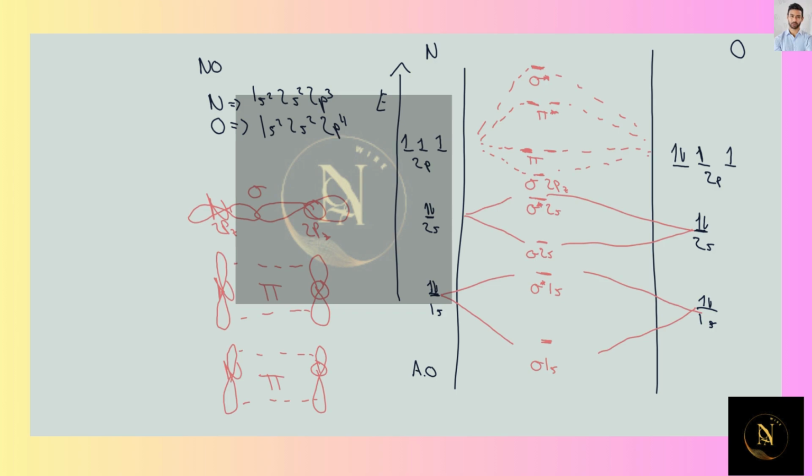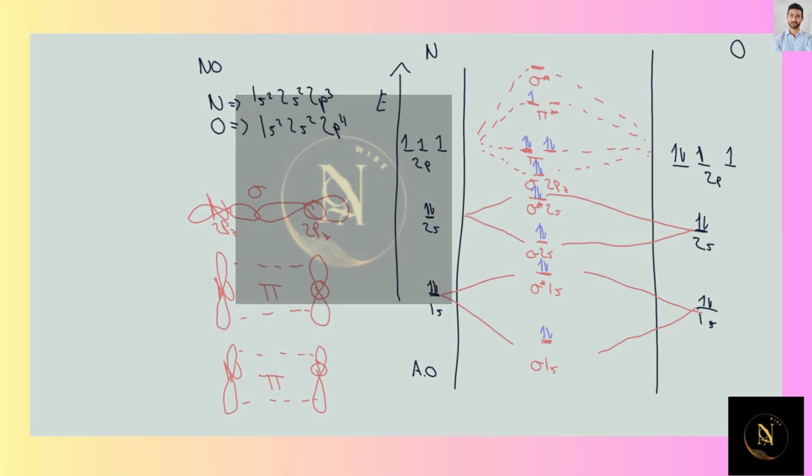So after we have generated the molecular diagram, we just need to fill out the number of electrons. So 7 plus 8, we have 15 electrons. 2, 4, 6, 8, 10, 12, 14, and an extra electron over here, 15. So this is our molecular orbital diagram.